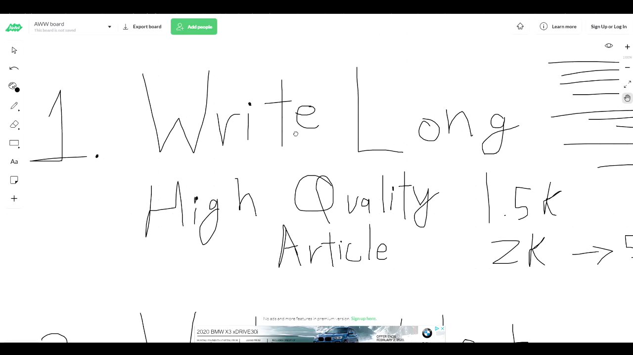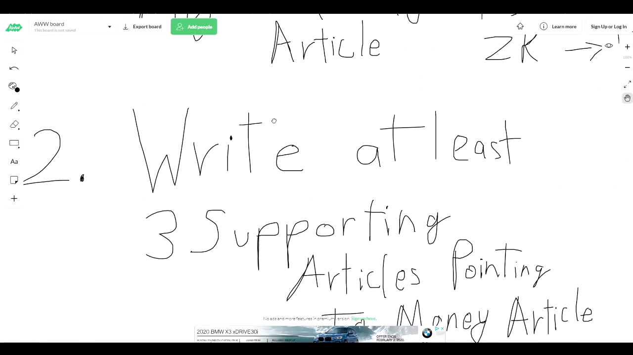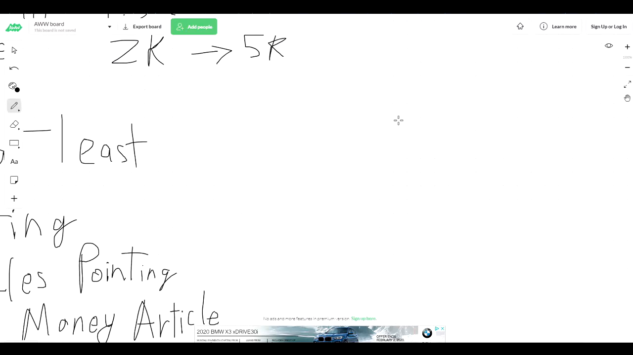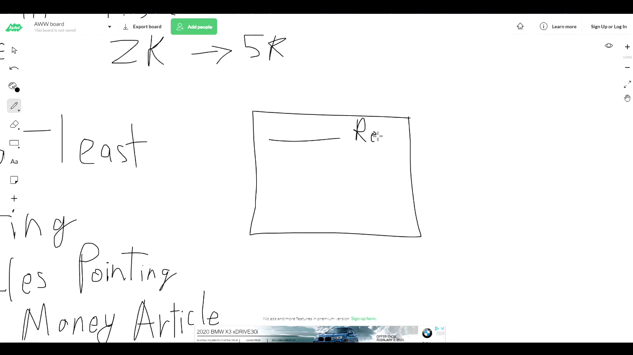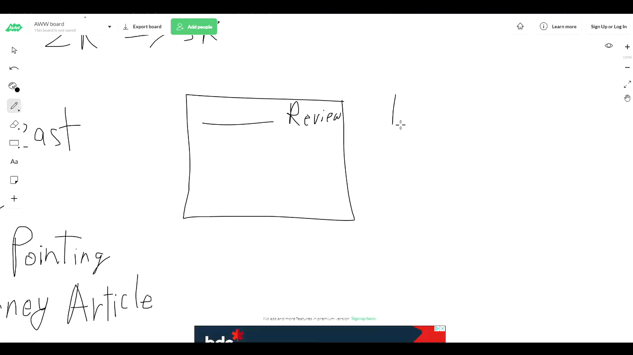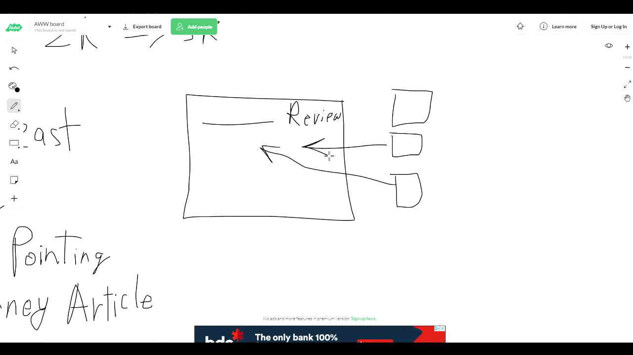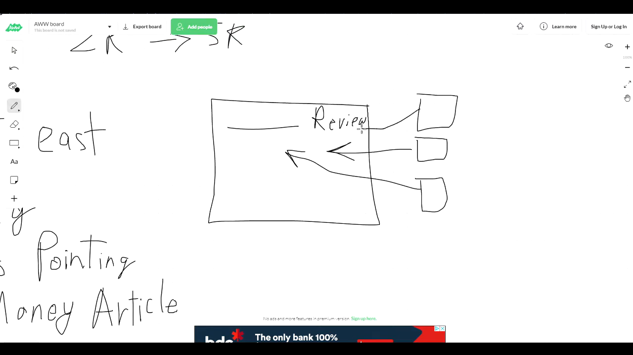Okay, next up we have at least 3 supporting articles. Okay, writing at least 3 supporting articles which point to your money article. So let's say you wrote your article, and it's a specific headphone review. What you want to do is get at least 3 different articles on your website which point to this article. Okay, because it's going to help rank it and increase relevancy when you do this.